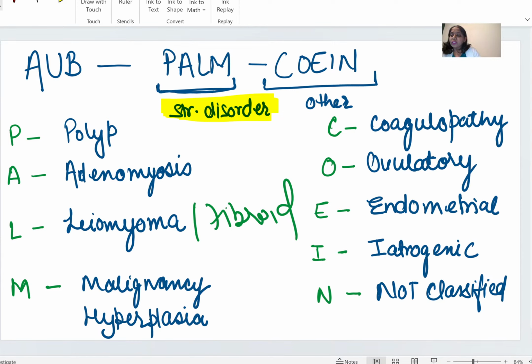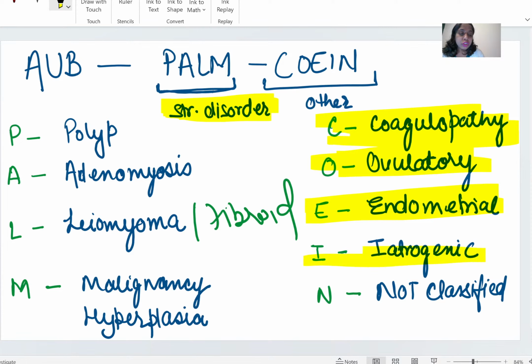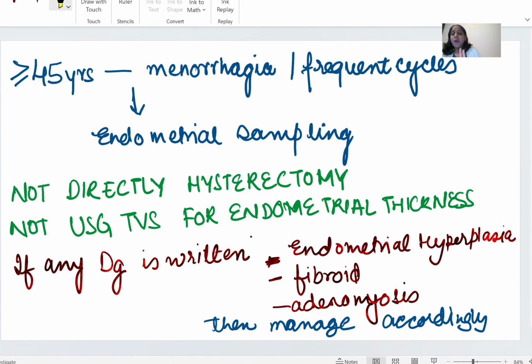Now, COEIN stands for the other disorders. What does COEIN stand for? C stands for coagulopathy. O stands for ovulatory disorder, related to perimenopause and puberty. E is for endometrial problems, like endometrial hyperplasia, Swiss cheese appearance, cystic glandular hyperplasia. I is for iatrogenic, and N stands for not classified. So let us study: if the age is more than 45 years, that is perimenopausal, and there is menorrhagia.